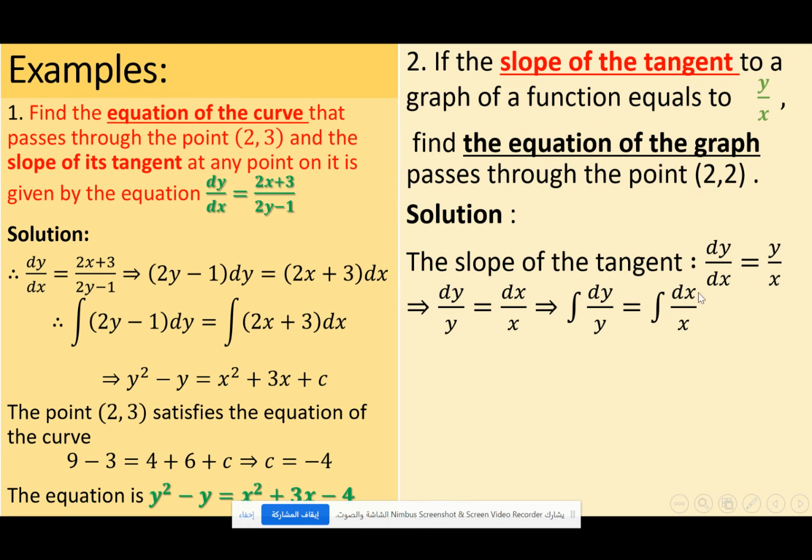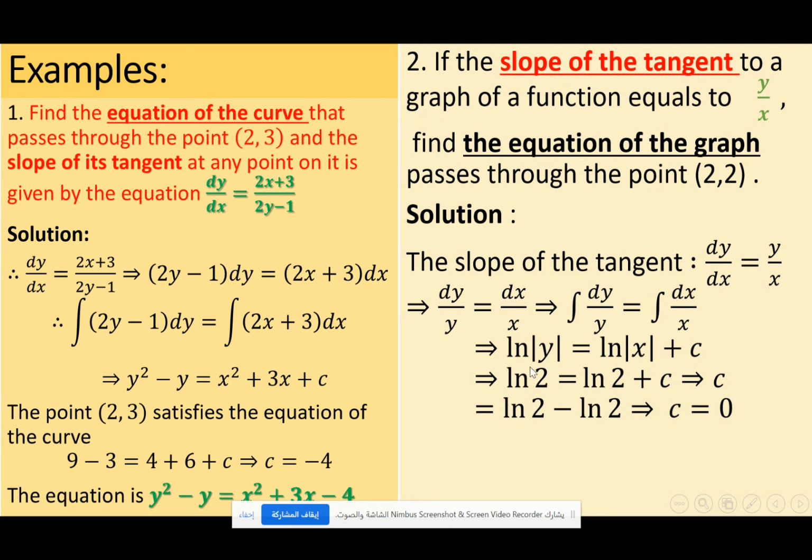This is an integration for ln and this is an integration for ln, if you remember. Now you will get ln of the absolute value of y, because ln doesn't accept negatives, and ln of the absolute value of x, plus c. And we said don't write c everywhere. It is enough to write it on one side. Now you need to replace y by 2 and x by 2.